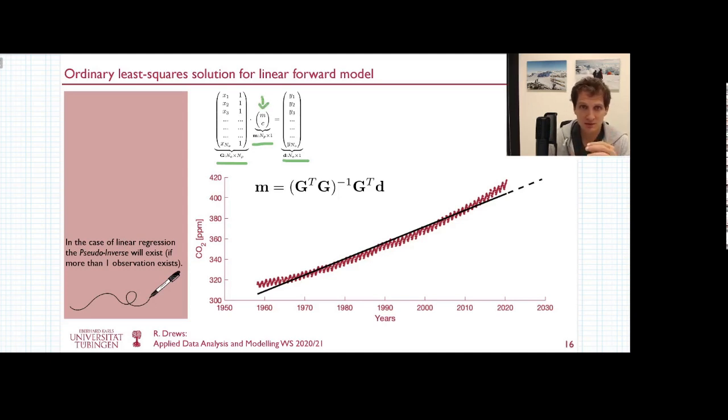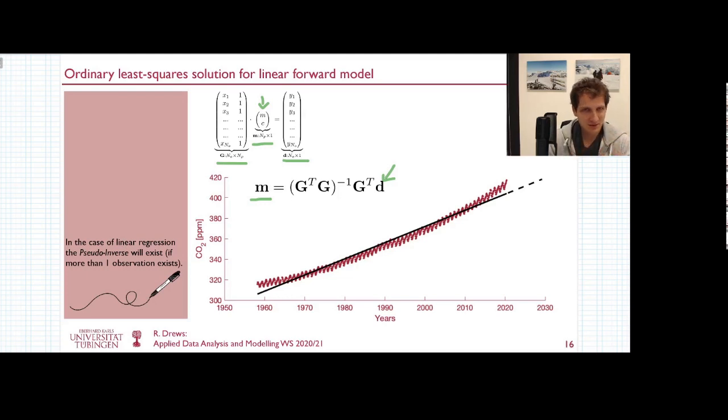So nothing stops you from calculating G transpose G, of taking the inverse, of hoping that the inverse exists. It will exist in this case. Multiplying it again times G transpose, okay? Then including the observations over here. And then you end up with your model parameter vector, the slope, and the y-intercept. What a success.